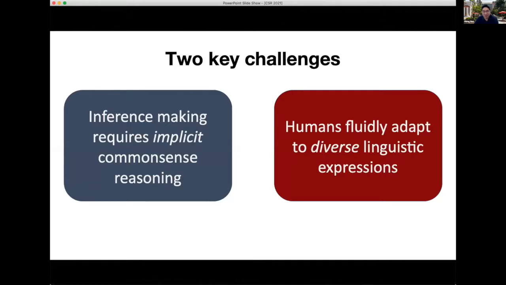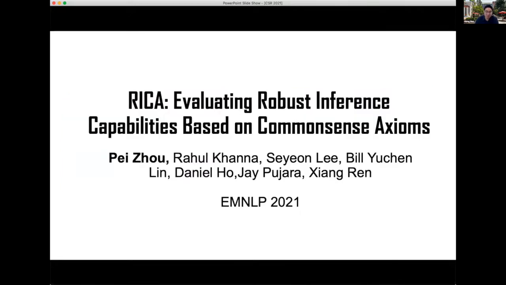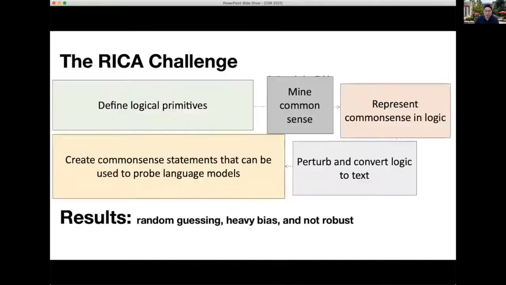So we know that inference making requires this implicit common sense reasoning, but humans fluidly adapt to diverse linguistic expressions. Can machines also do the same thing? That was the motivation for this RICA effort, which tries to evaluate robust inference capability by designing common sense axioms and turning these axioms into linguistically diverse statements in an almost automatic way, with a little bit of a human-in-the-loop system.